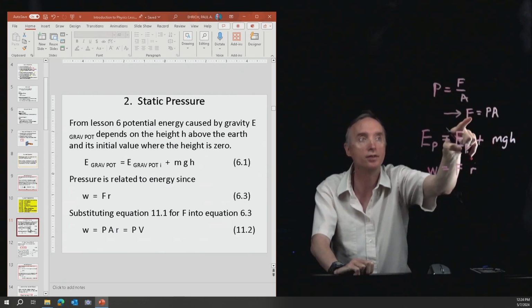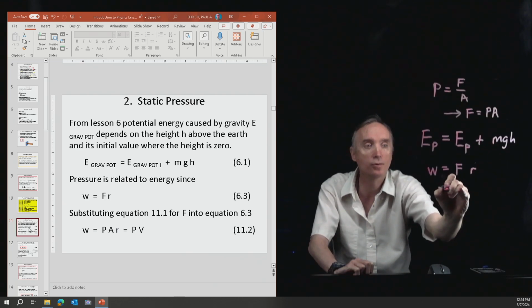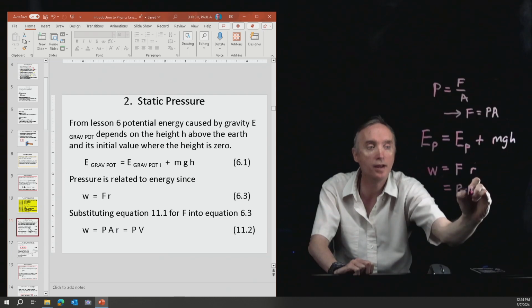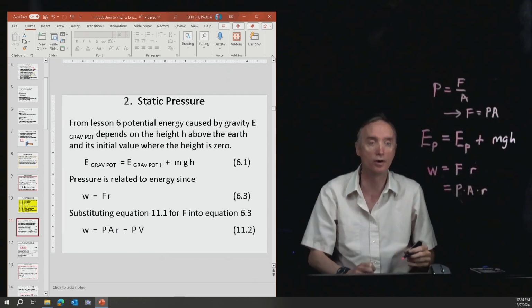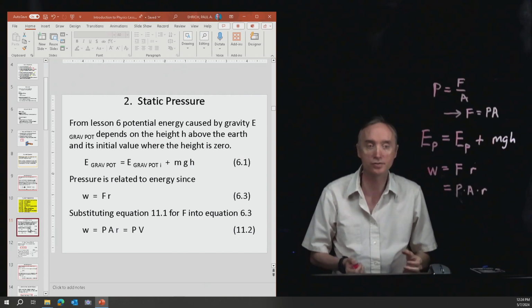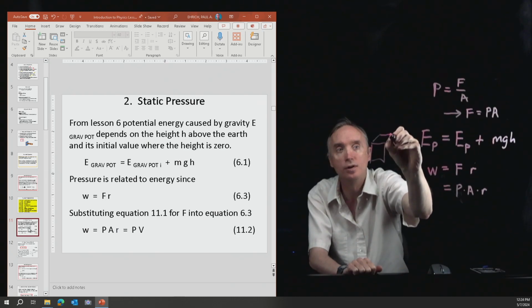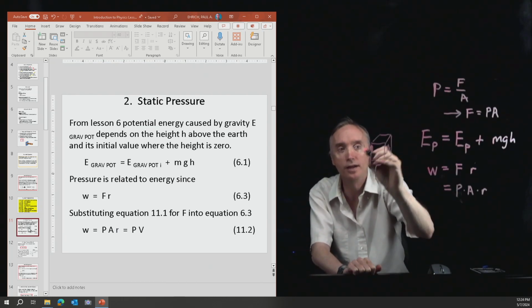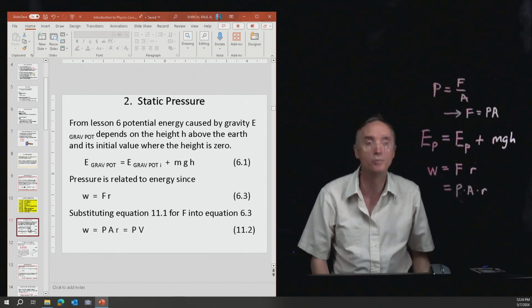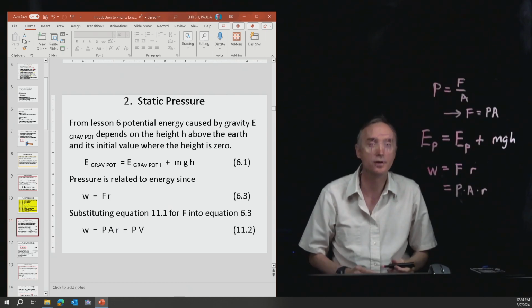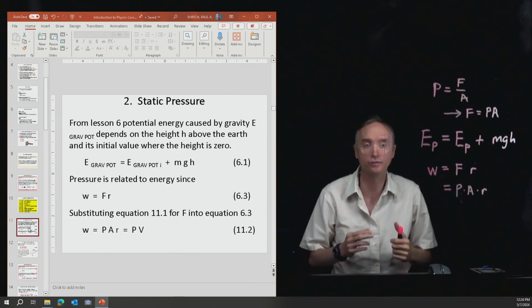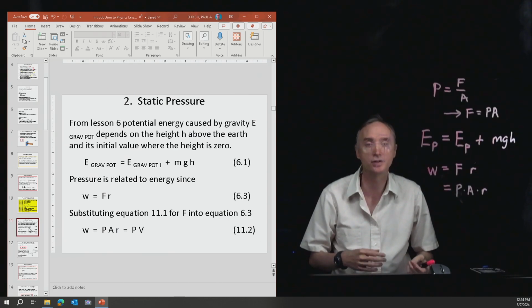So now we can take this and put it down here, and we're going to have a pressure multiplied by an area multiplied by a distance r. Notice that if you've got a box here, the area A of the box multiplied by the length of the box, r, is going to be the volume of the box. Therefore we could say that the work is going to be equal to pressure times volume. So the energy in a fluid system, whether it's a gas or a liquid, is going to be the pressure that's being applied to it times the volume of the fluid that's being moved.